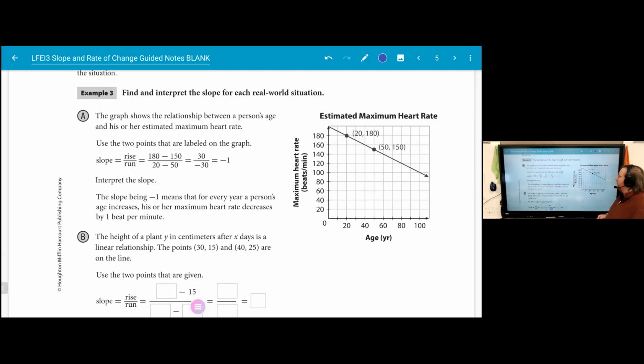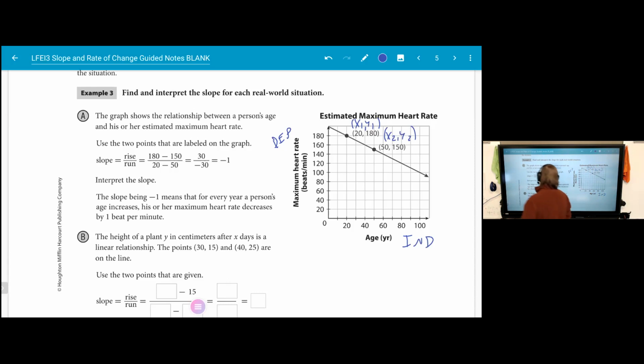The graph shows the relationship between a person's age and his or her estimated maximum heart rate. Now, go back to the whole independent and dependent variable thing. Remember that on my x-axis is my independent variable, and my y-axis is my dependent variable. In other words, the age is what determines what happens with the heart rate. I've got 2 points here. Let's call this x1, y1, and x2, y2.